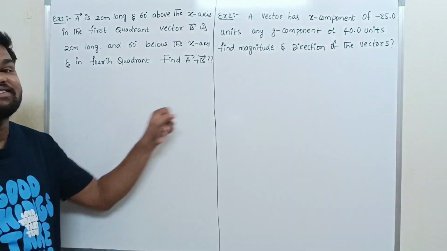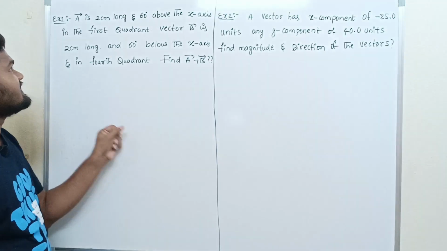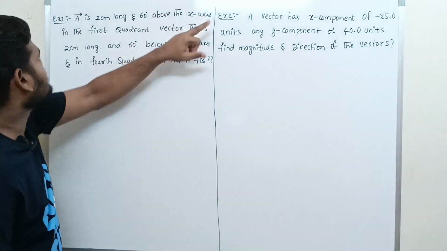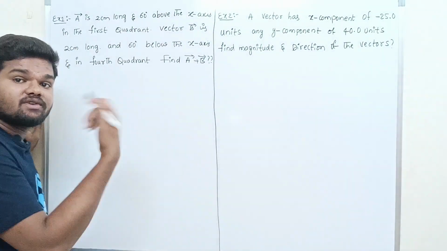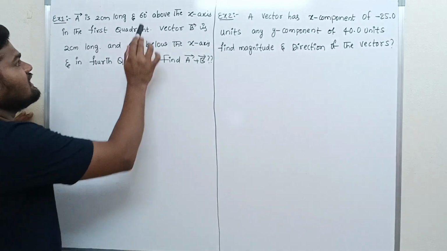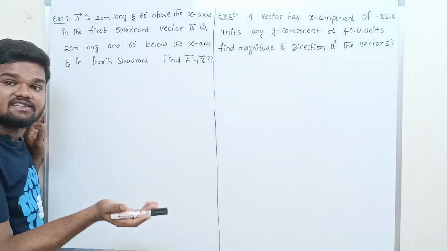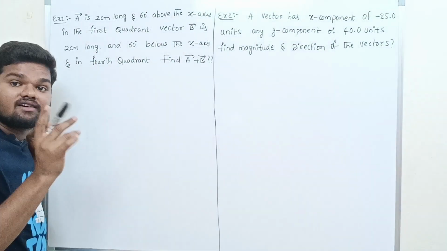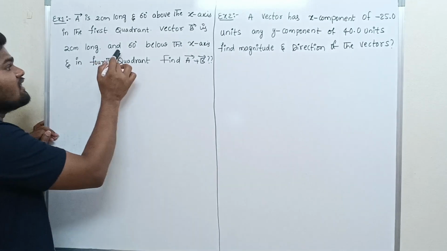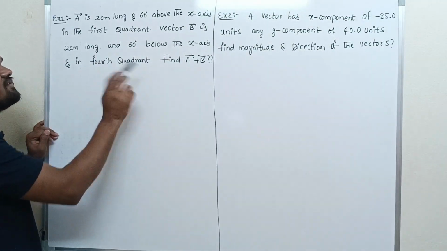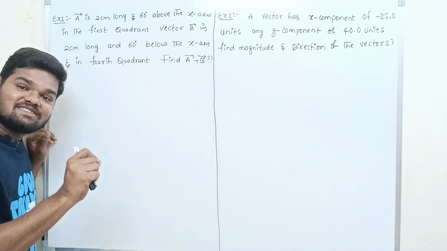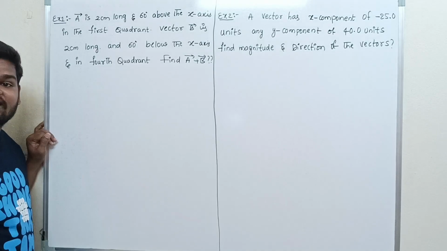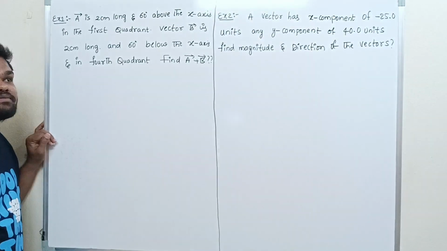Right. Now let's bring in two example problems. Have a look. What is the first example problem? A bar is 2 centimeters long and 60 degrees above the x-axis, in the first quadrant. They are given the magnitude of the A bar vector. The vector B bar is 2 centimeters long and 60 degrees below the x-axis in the fourth quadrant. What we have to find is A bar plus B bar. So pause the video and try the solution.